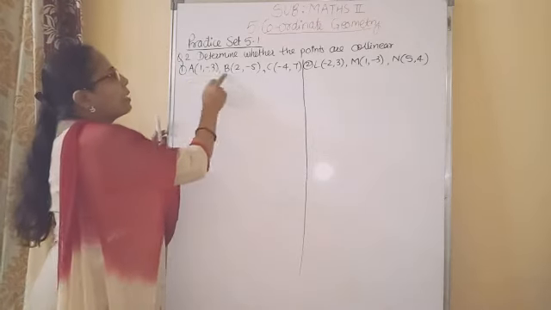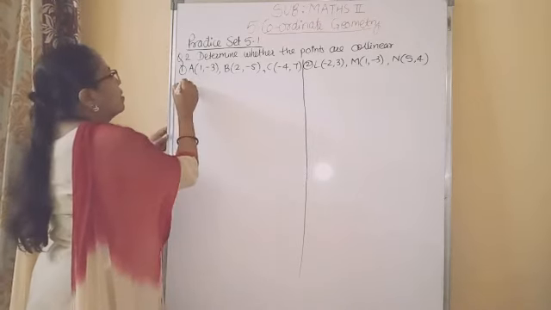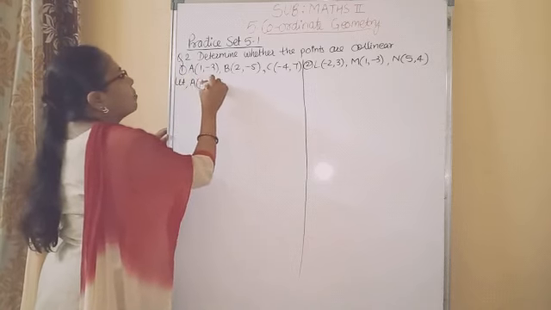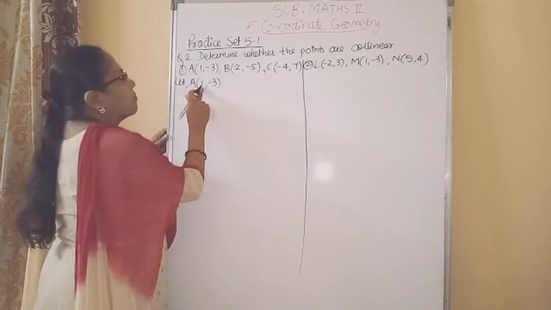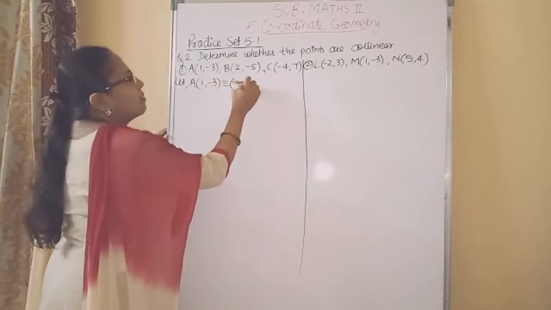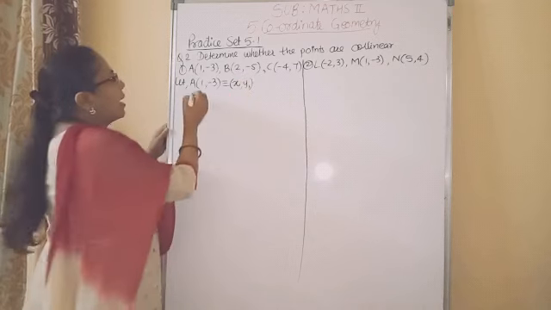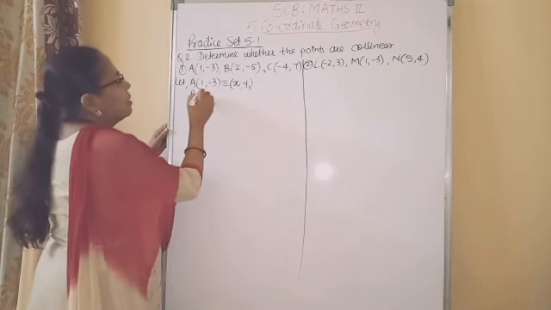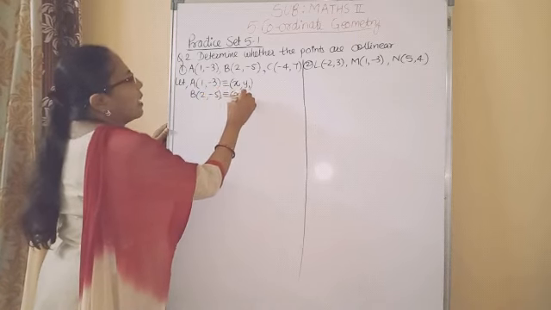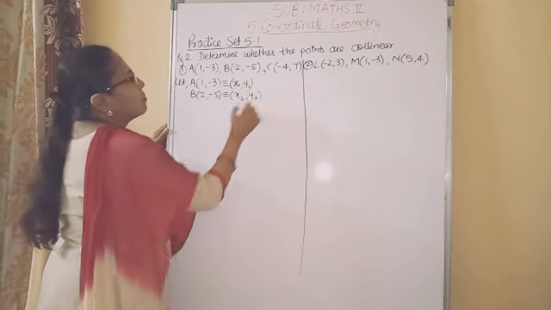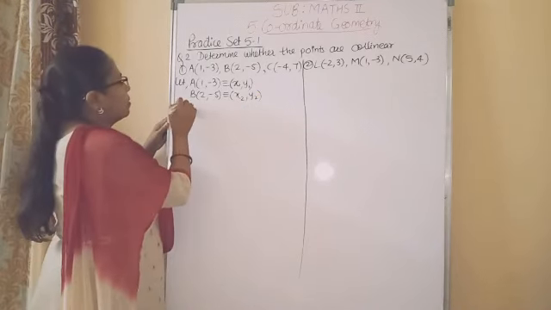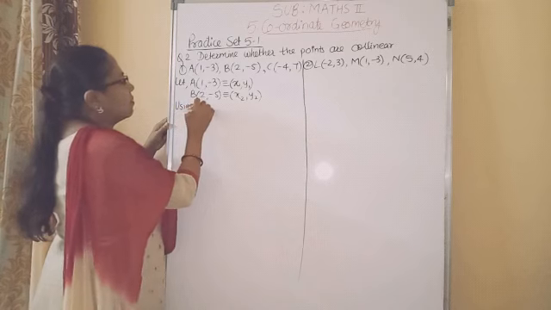First we will take points A and B. Let the coordinates of point A, 1, minus 3, be considered as x1, y1. And the coordinates of point B, 2, minus 5, we will consider as x2, y2. Okay, so using the distance formula.